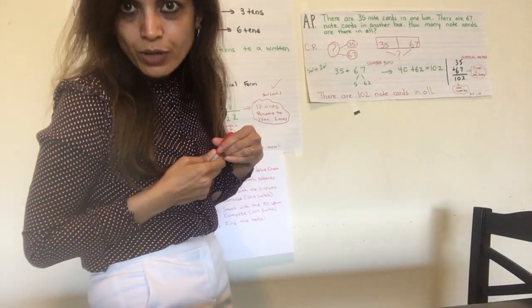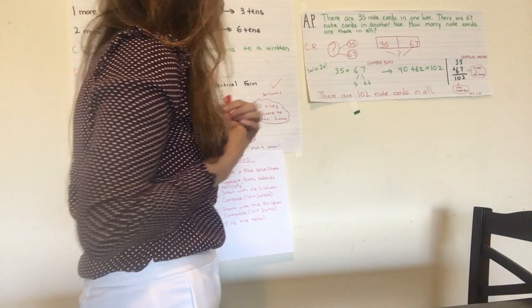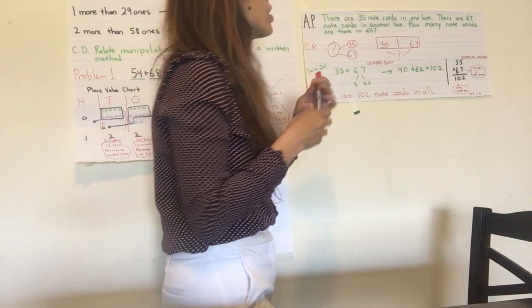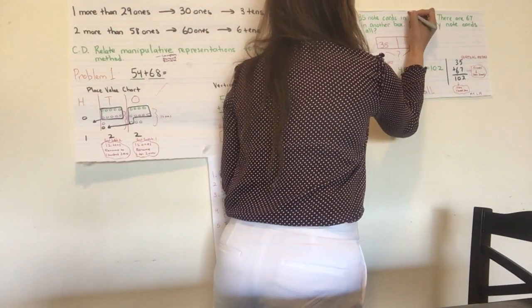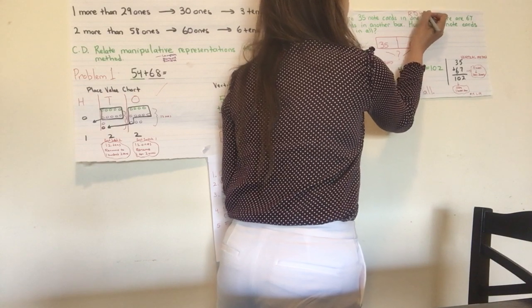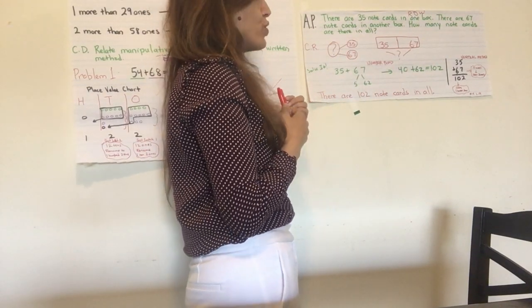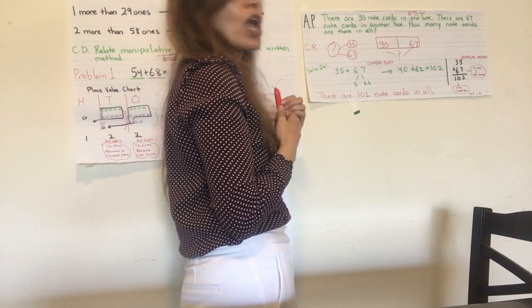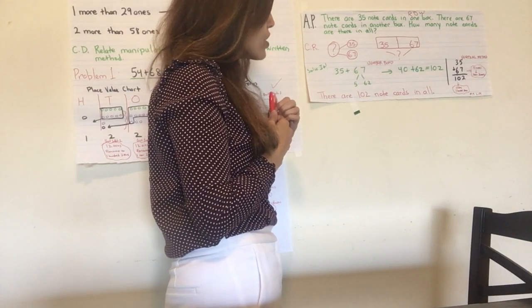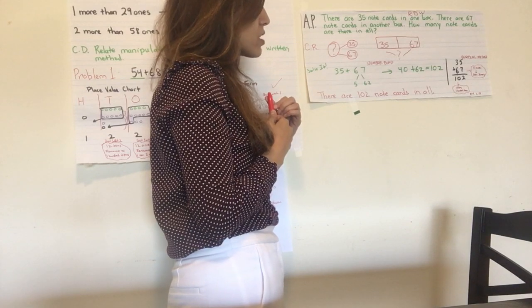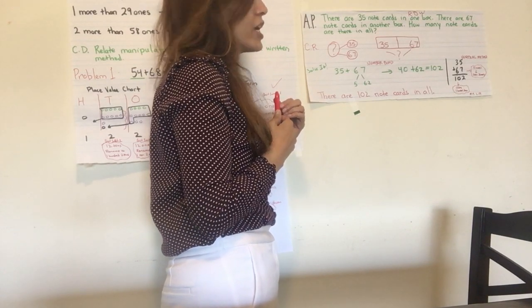Can you see our application problem? I think you can, yes. Okay, so I'm going to read it. Always apply the read, draw, write strategy. So let's read it. There are 35 note cards in one box. There are 67 note cards in another box. How many note cards are there in all?